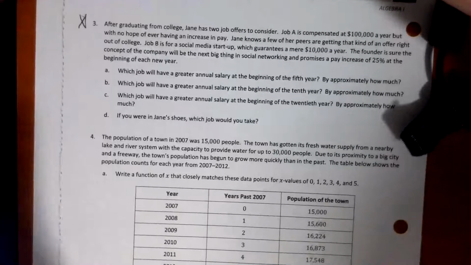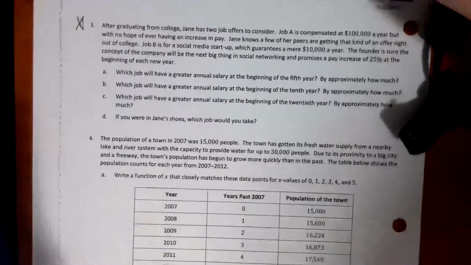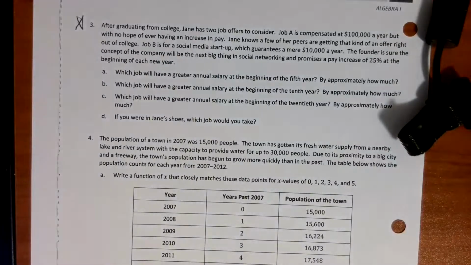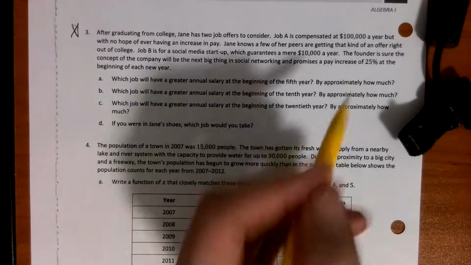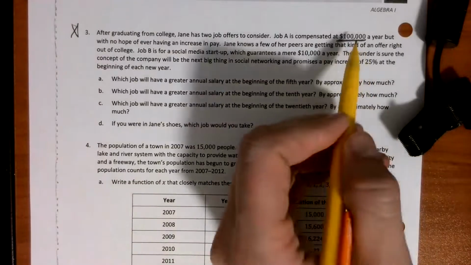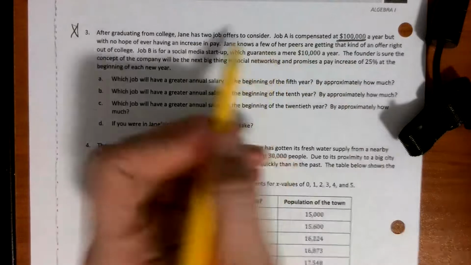Here we go. Now, this one's just a little bit different. It says, after graduation from college, Jane had 2 job offers to consider. Job A is compensated at $100,000 per year, but with no hope of ever having an increase in pay. That means you're never getting any more money. And we're just looking at the top one. You're not getting any more money than $100,000. Okay. And that's job A.